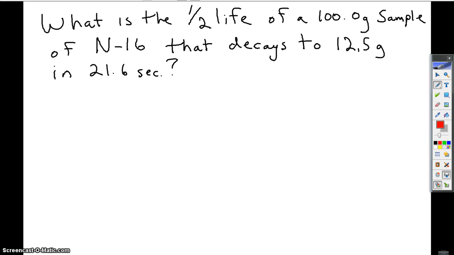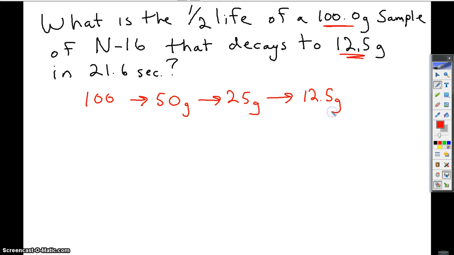So the first one is, what is the half-life of a 100-gram sample of nitrogen-16 that decays to 12.5 grams in 21.6 seconds? So the first thing is, let's see how we can use this to find out how many half-lives have taken place. The numbers they gave us make it a little bit easier because 100 grams, we can just use that as 100%, and we're going down to 12.5%. So I'll show you a little bit longer than it might take you, but one half-life would get us to 50 grams. Two half-lives would get us to 25 grams. And a third half-life would get us to 12.5 grams.